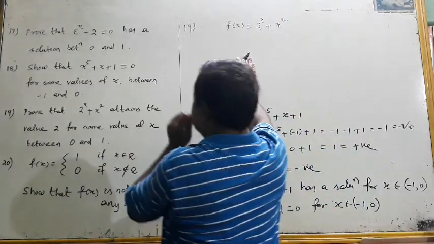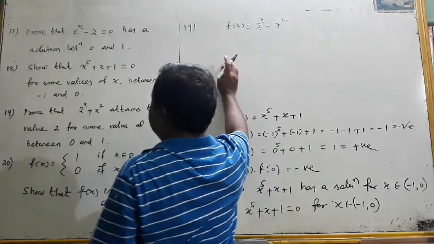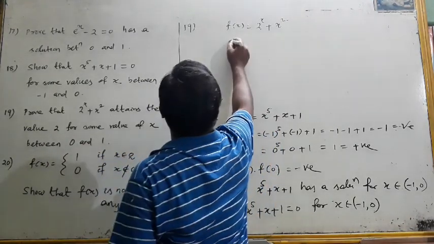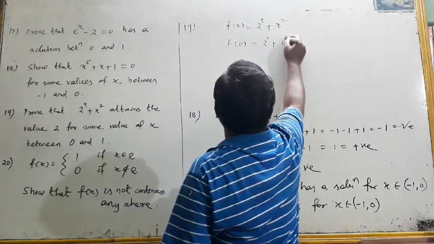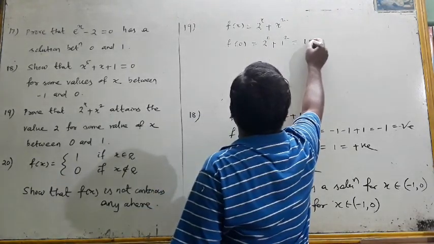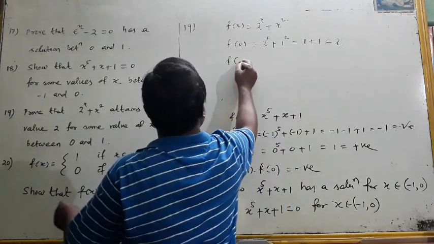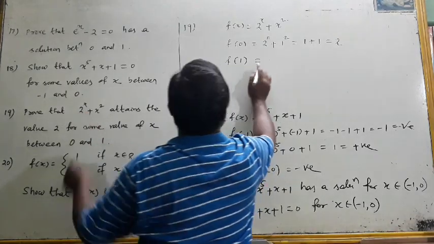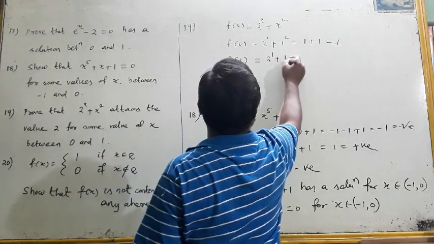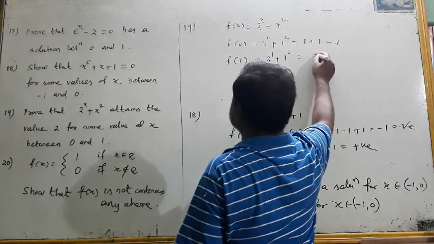f(x) is equal to 2 to the power x plus x square. Then tell me what is the value of f(0)? It is 2 to the power 0 plus 0 square, that is 1 plus 0, equal to 1. Now what is f(1)? f(1) means 2 to the power 1 plus 1 square, that is 2 plus 1, it is 3.